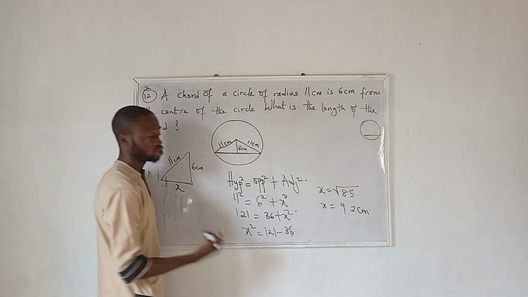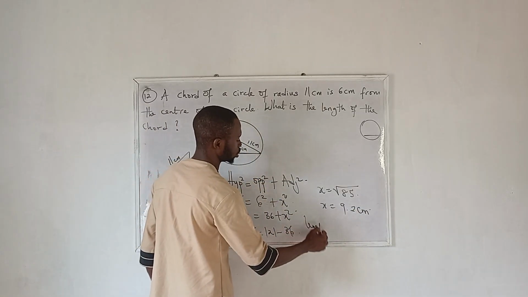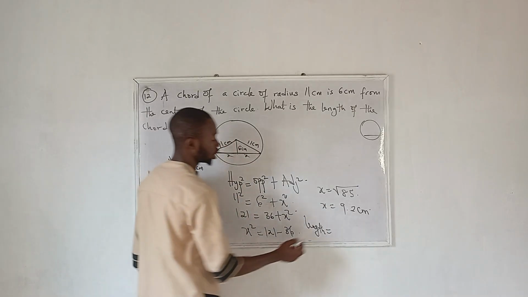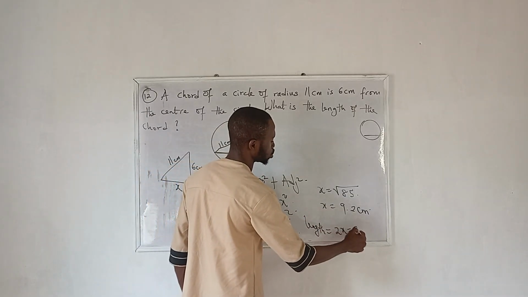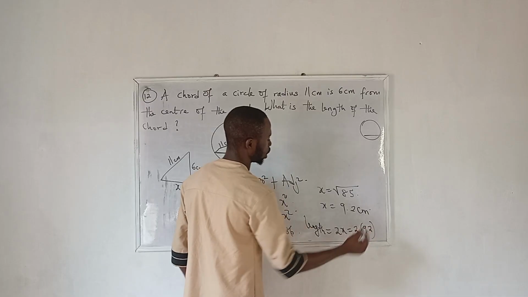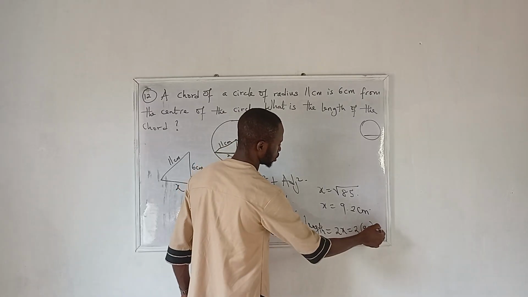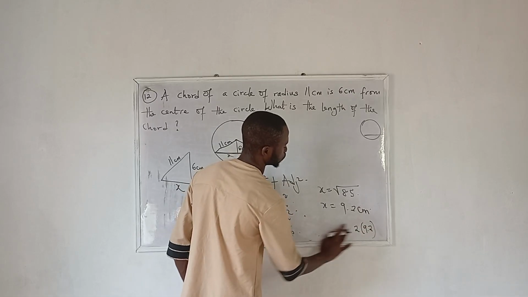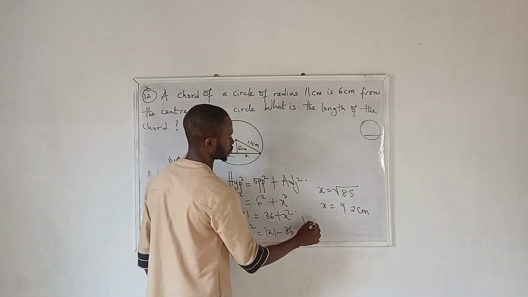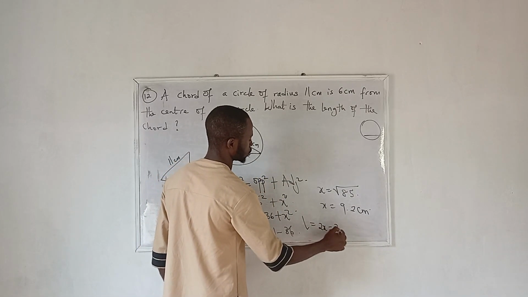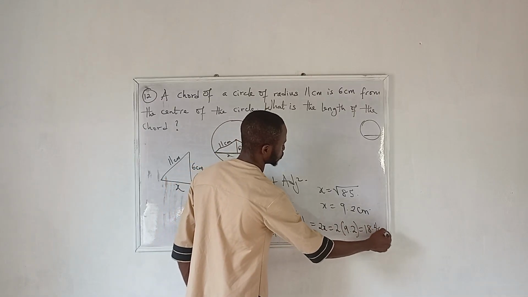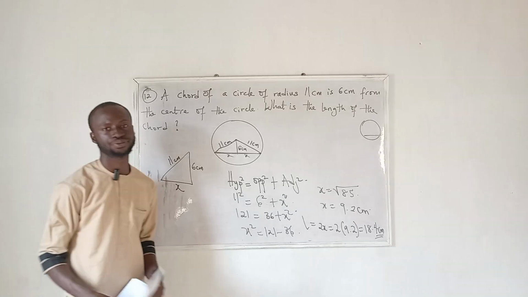So you can imagine what the final answer will be. The length of the chord will be what? Since we know the value of x and we know here will also be x, we can say the length of the chord is 2x, and that will be 2 times 9.2, and our answer is 18.4. Final answer.